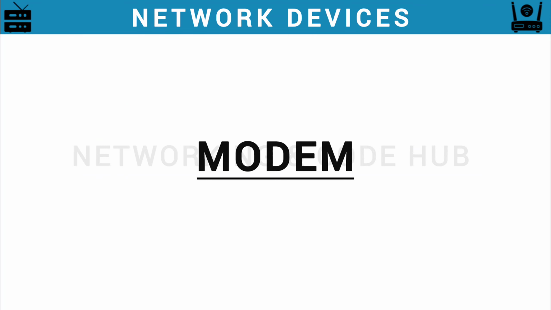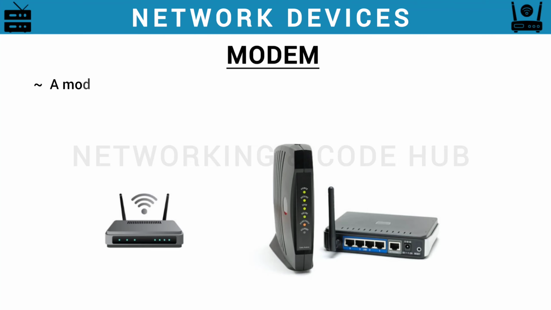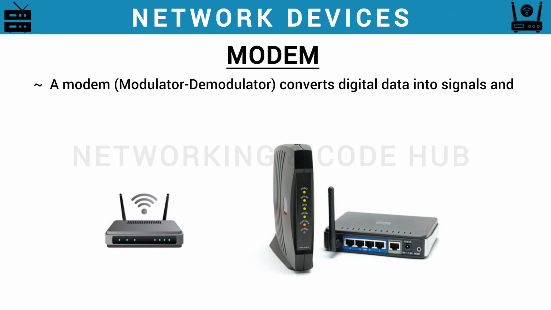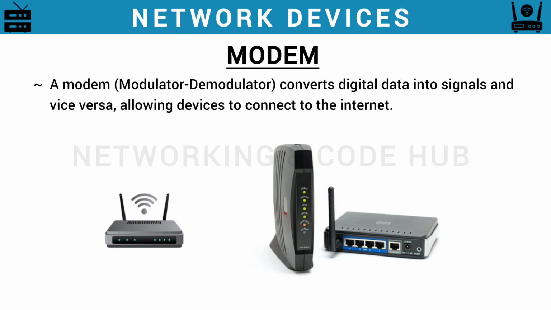Next we have another network device, the modem. A modem converts digital data into analog signals and vice versa, allowing devices to connect to the internet. A modem is the device that brings the internet to your home or office. Without a modem, you would not be able to access the internet at all. It is responsible for converting signals so that your computer and the internet can understand each other.